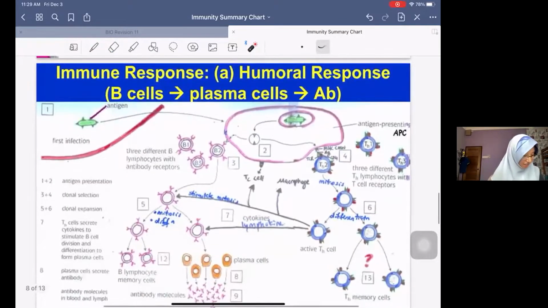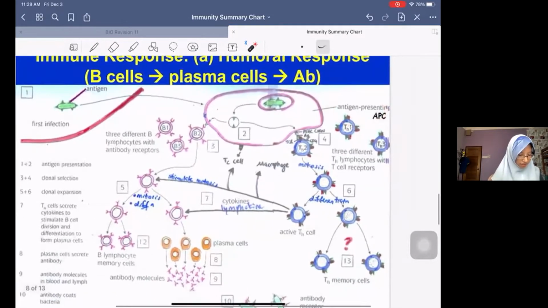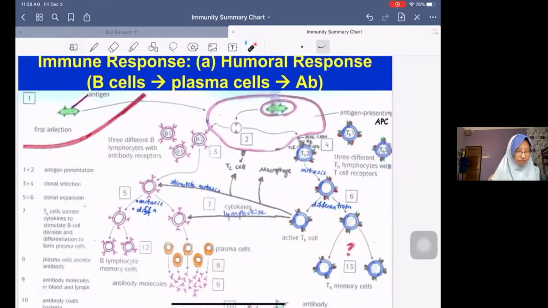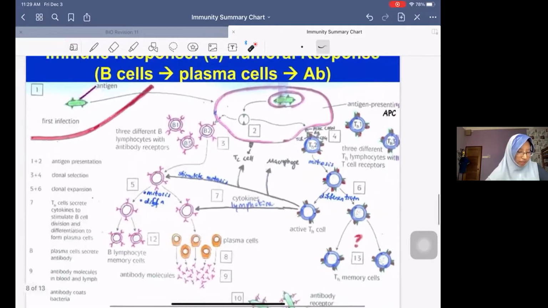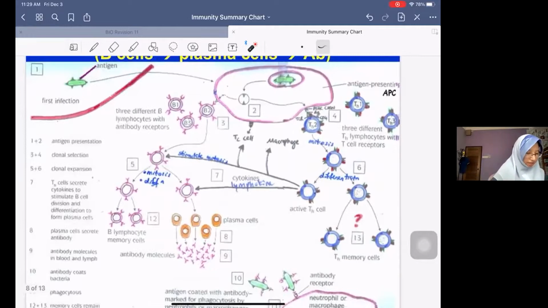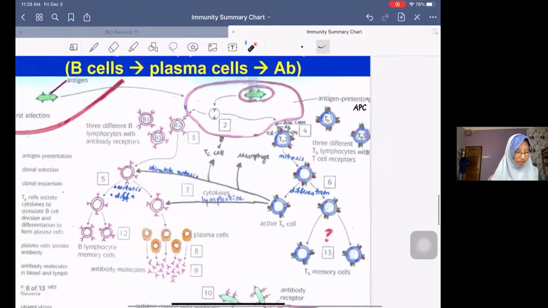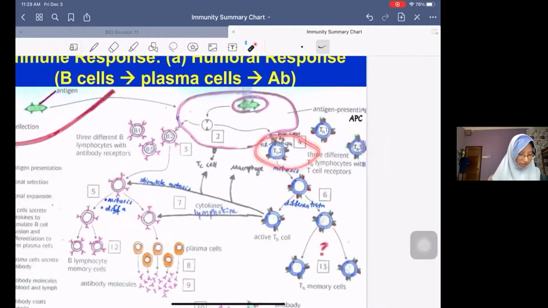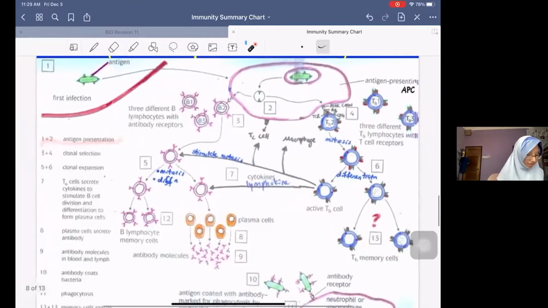So first, what will happen is antigen presenting by the macrophage. Then the B lymphocytes and T lymphocytes will be attracted to the macrophages. The macrophages already go inside the lymph, because that's where B and T lymphocytes are mainly found. The B lymphocytes will bind to the antigen on top of the macrophages, the APC. Then the T lymphocytes also bind there. So steps 1 and 2 are antigen presentation.